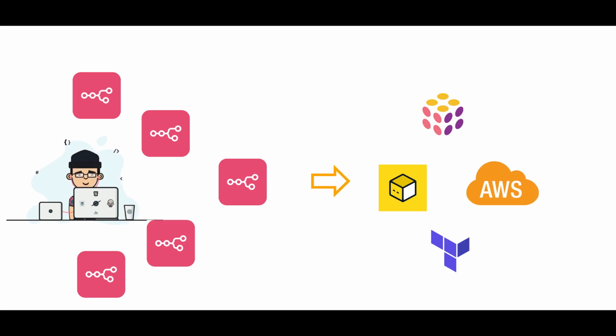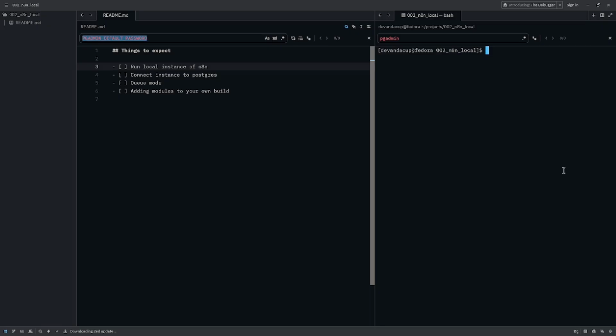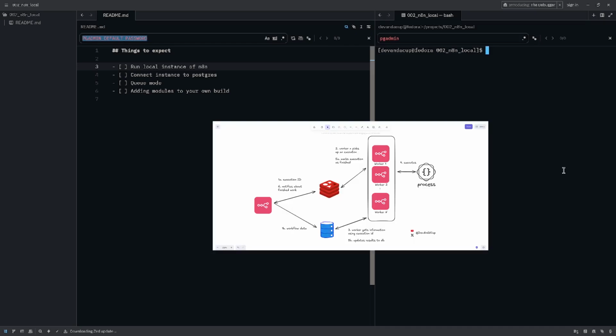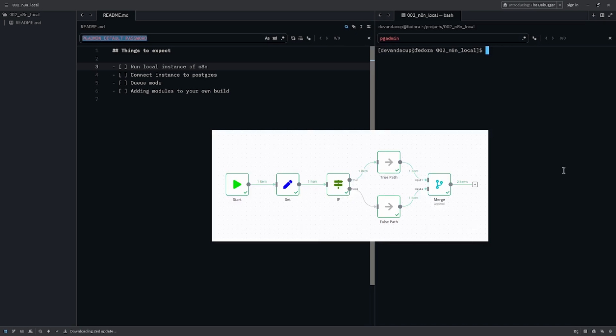I might make this a series with multiple parts, but today we'll focus on 4 foundations. First, running n8n locally using the official Docker image. Second, connecting Postgres for persistent data storage instead of local volumes. Third is enabling queue mode to support horizontal scaling. Then fourth, building a custom n8n image for additional modules and custom nodes. And then after that, we'll see where we get to.